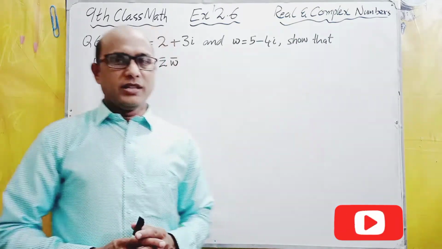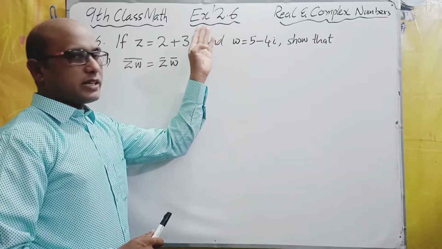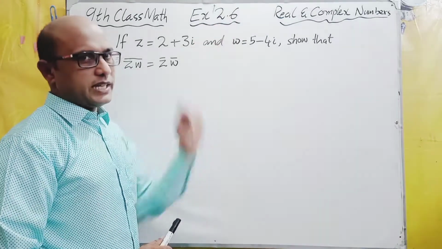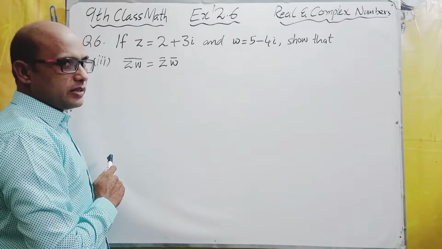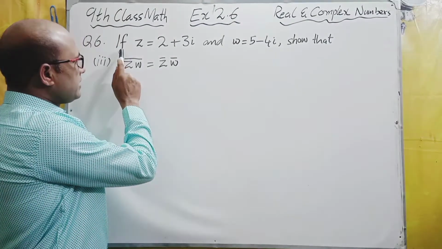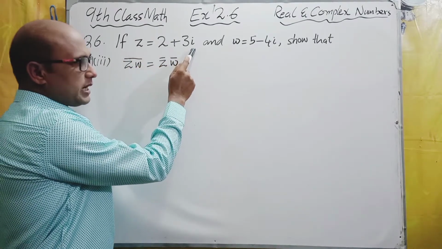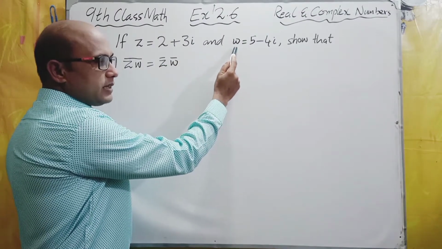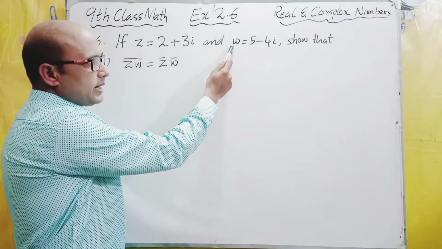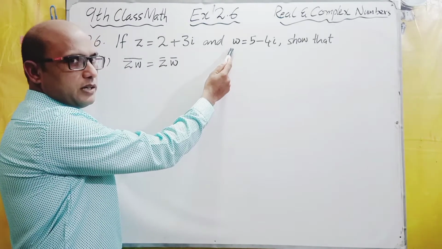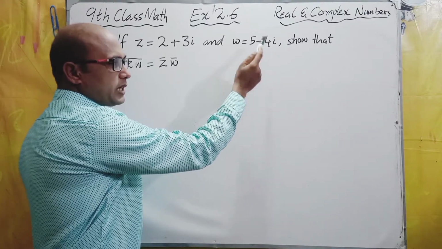Students, as you know, we have started chapter number 2 of class 9th math. The current exercise is 2.6. Today we'll do question number 6. In question number 6, it is written: if z is equal to 2 plus 3 iota and omega, which is not the W alphabet but in mathematical terms is called omega, a symbol of omega, is equal to 5 minus 4 iota.